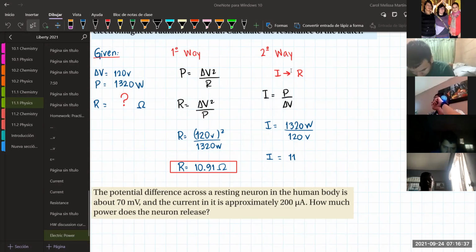As a reminder, in the presentation I told you what 1 watt is equal to. Do you remember?